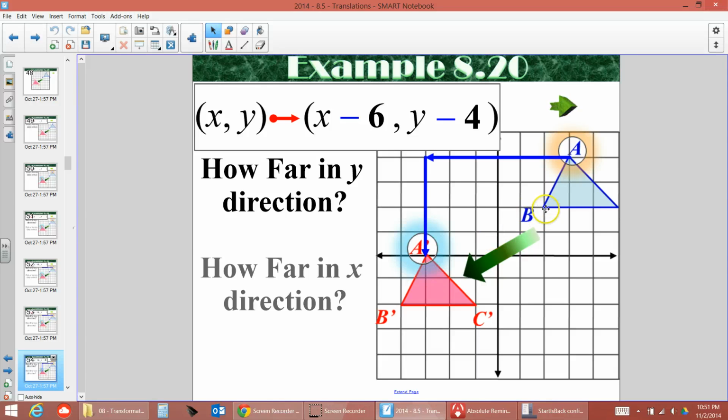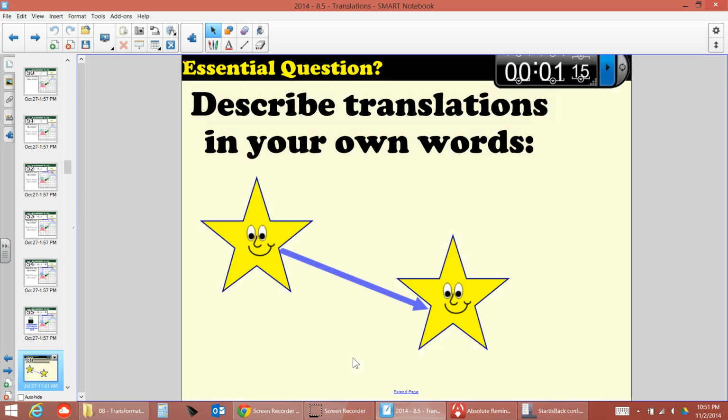Now look at B. Same concept. I go 1, 2, 3, 4, 5, 6. 1, 2, 3, 4. Notice how the movements for A and the movements for B were the exact same. That's what requires it to stay as an isometry. Every point has to move the same distance in the y direction and in the x direction. So, describe in your own words what a translation is. Feel free to pause the video now to take a moment to work on that.